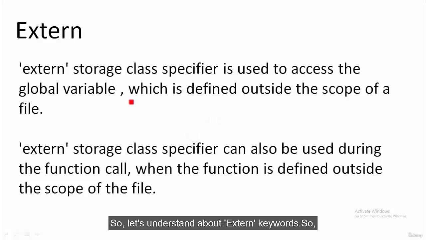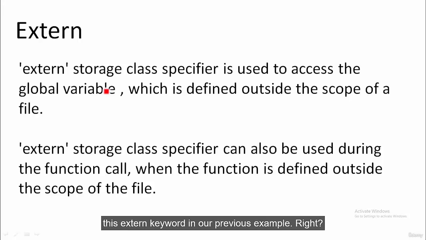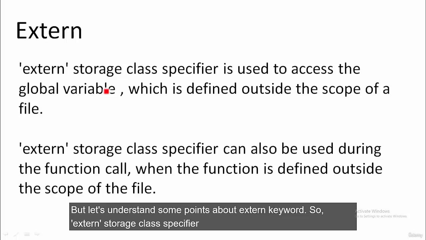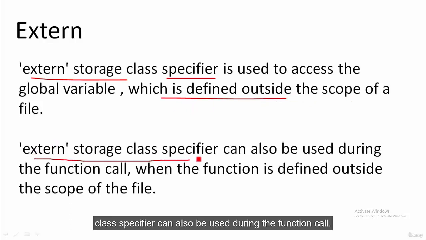So let's understand the extern keyword. We actually already used this extern keyword in our previous example, right? But let's understand some points about it. The extern storage class specifier is used to access a global variable which is defined outside the scope of a file. The extern storage class specifier can also be used during a function call.